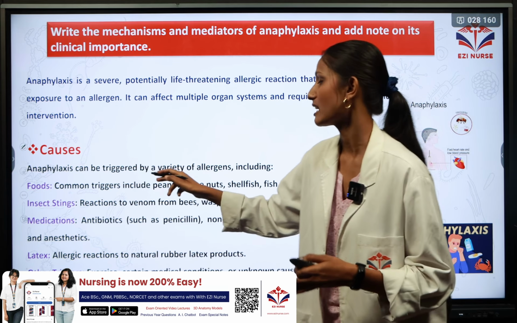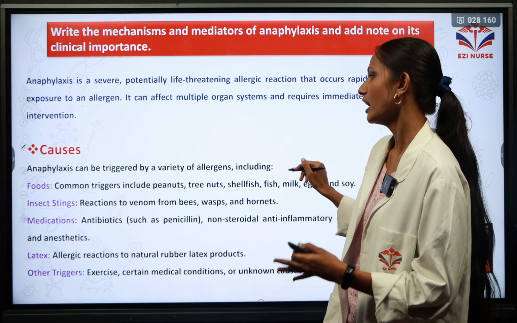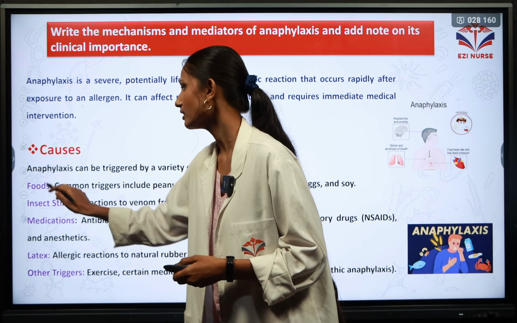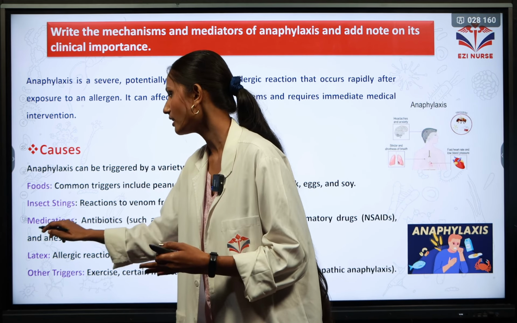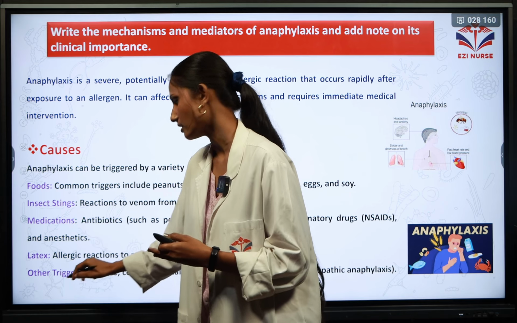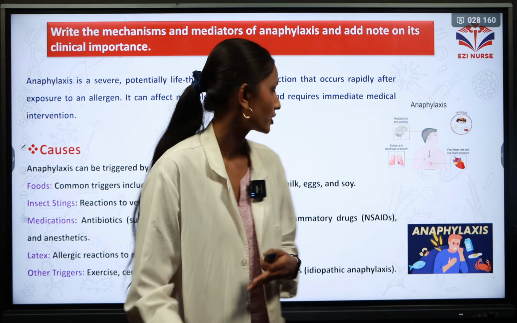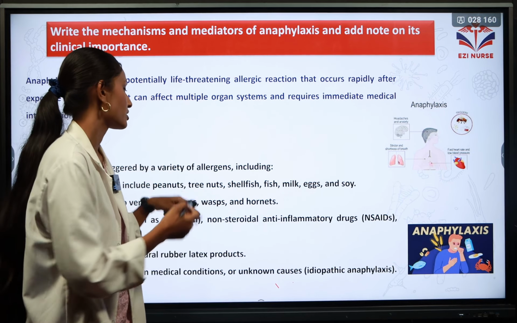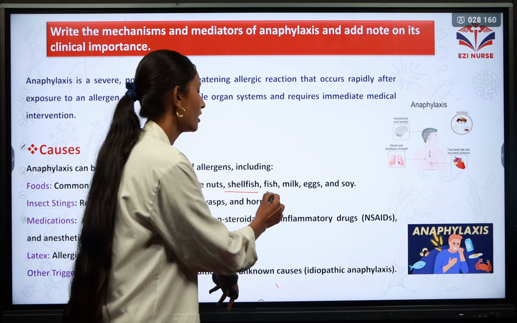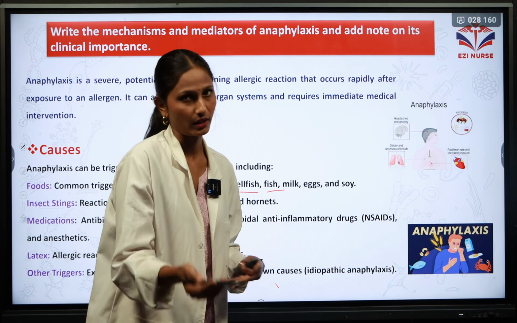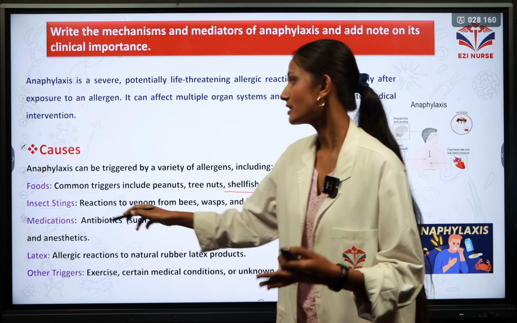Next is causes. Anaphylaxis can be triggered by a variety of allergens. First one is food, second is insect sting, third is medication, latex and other triggers. In food, the person can get an allergic reaction because of peanuts, tree nuts, shellfish, fish, milk, egg and soy.